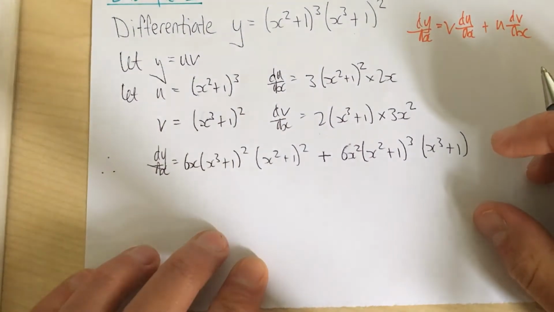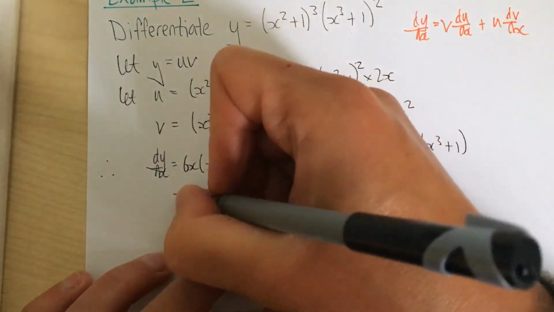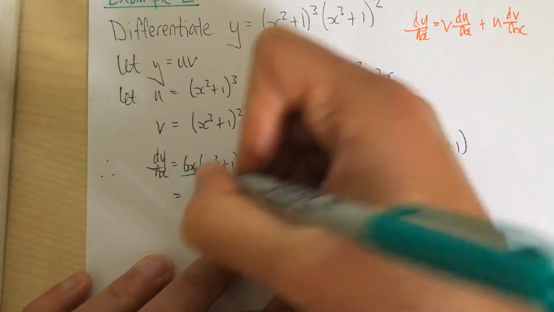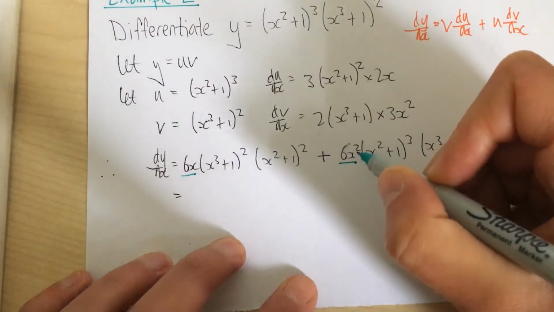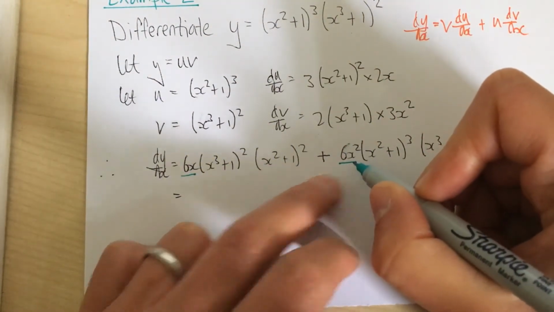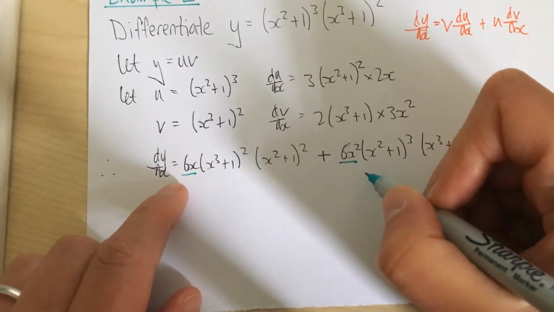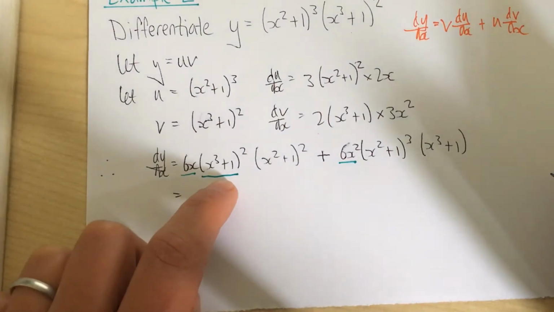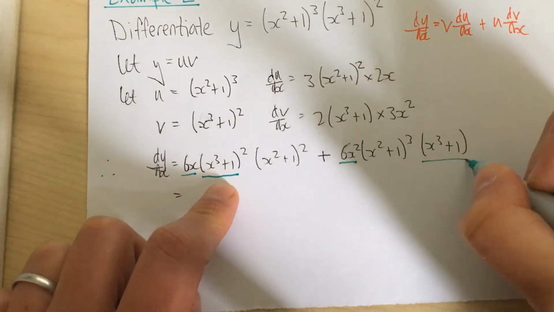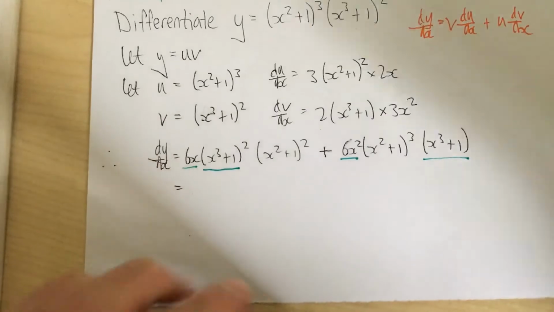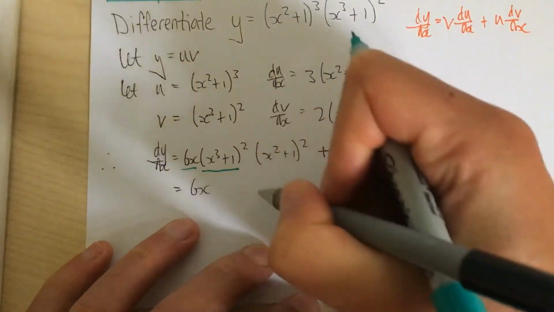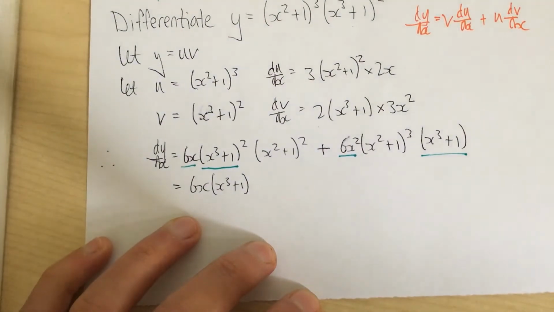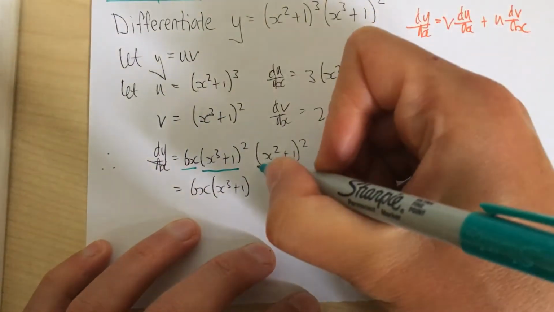Now we're going to try and tidy this up by looking for common factors. Let's have a look here. Well, I've got a 6x here and a 6x squared here. So this is 6x times x. So 6x is a common factor. I've got an x cubed plus 1 here, multiplied by x cubed plus 1, and an x cubed plus 1 here. So that's a common factor. I'm going to start writing these down. So 6x is a common factor. x cubed plus 1 is a common factor. Any others?